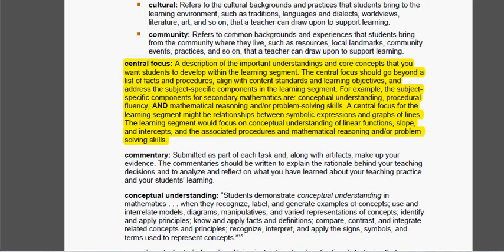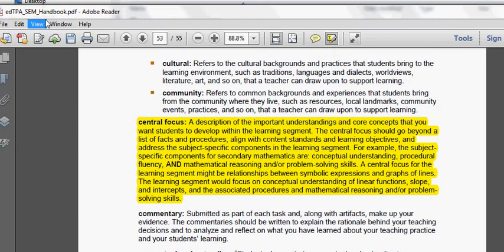For example, the subject-specific components for secondary mathematics are conceptual understanding, procedural fluency, and math reasoning and/or problem-solving skills. A central focus for the learning segment might be relations between symbolic expressions and graphs of lines. The learning segment would focus on conceptual understanding of linear functions, slope, and intercepts, and the associated procedures and mathematical reasoning and/or problem-solving skills. Okay, so this definition is pulled from the Secondary Education Math Handbook.